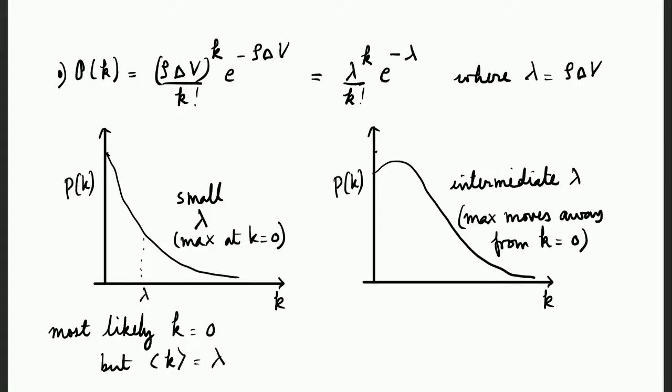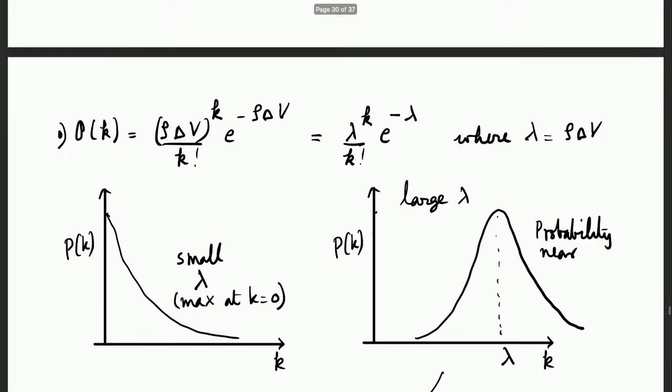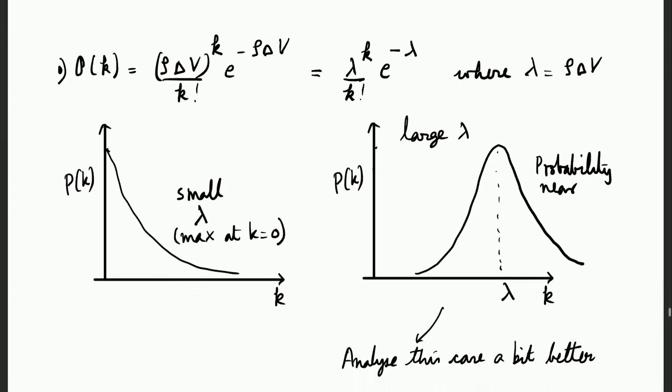If I make lambda slightly larger, let us say lambda equal to 2, then it looks like this. There is a finite probability at 0, but the maximum moves away from 0. Now, if I make lambda even larger, then the plot looks like this. The mean value is lambda, it peaks about lambda, and it looks roughly like this.